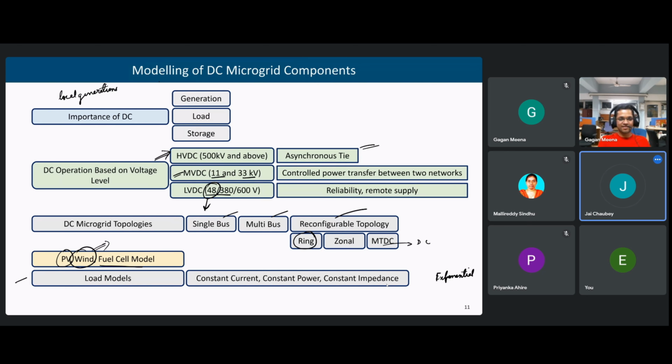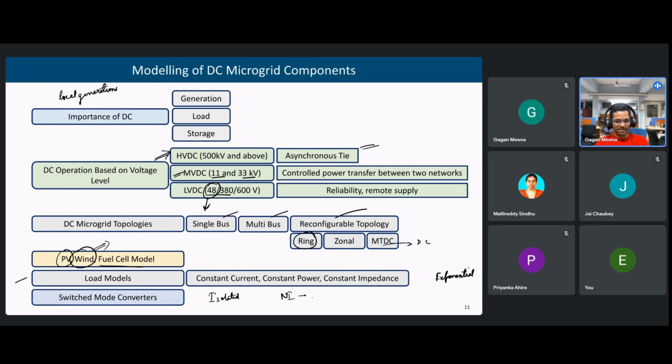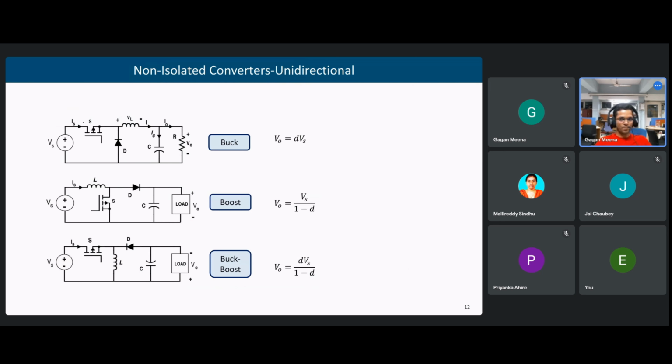Yes, please proceed. Then finally we discuss the switch mode converters. These can be isolated or non-isolated types, and we discuss the non-isolated types, which are the conventional ones: buck, boost, and buck-boost converters. So this is the buck converter. Here buck means it will reduce the voltage.